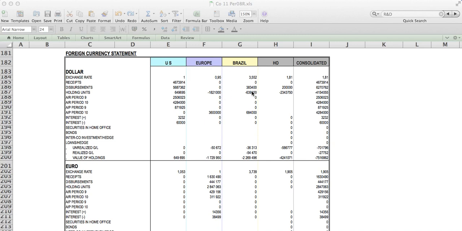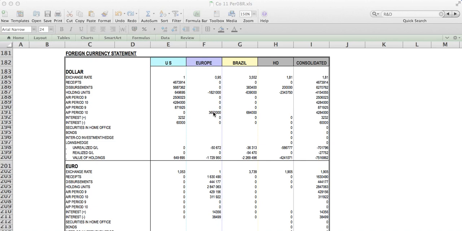In Brazil, it's a little bit worse, you could say. They had an overdraft, no receipt. They have a disbursement of another $383,000, which leaves them with an overdraft of $639,000. Same in the US. They have dug the hole even more. They have added to their overdraft in dollars, and therefore they are in this situation.